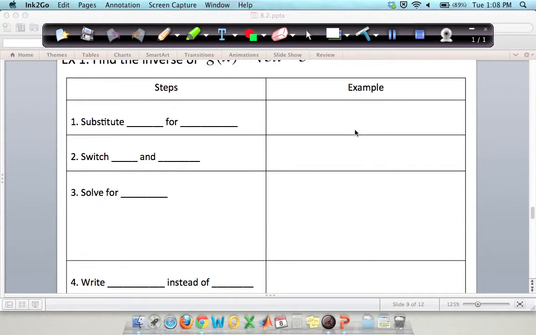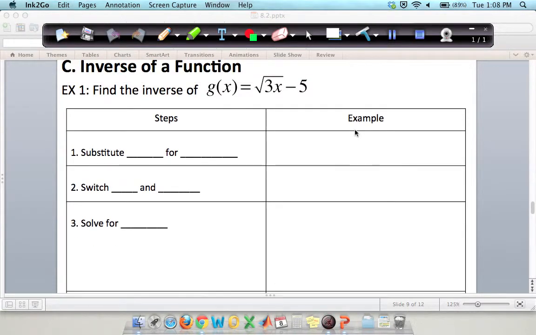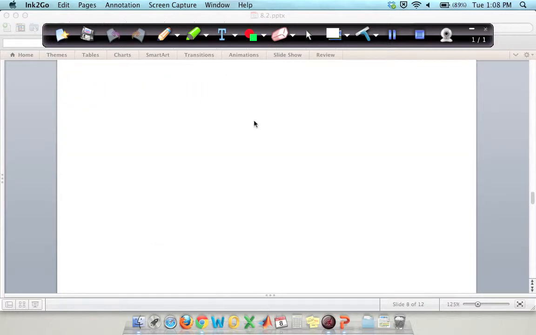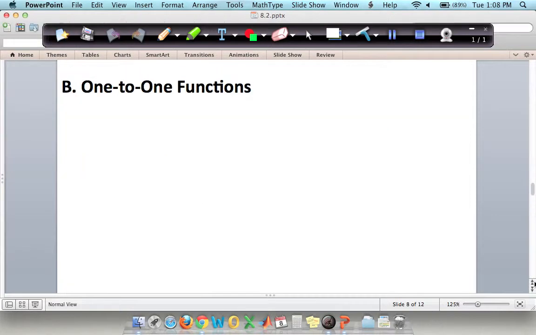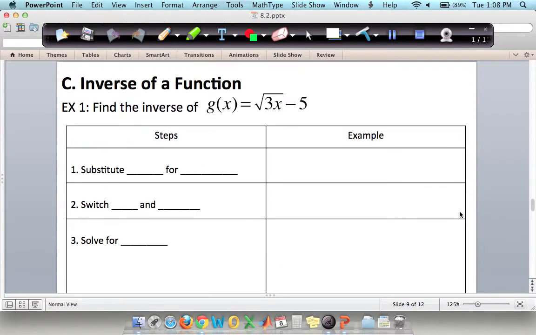Okay, so why are one-to-one functions important? One reason is that if you're one-to-one, then your inverse, which we're going to talk about in a minute, is a function. Okay, so what is the inverse first, before we find the inverse of a function?